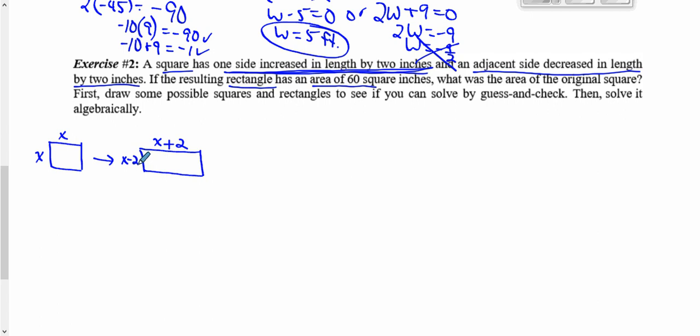So can we get an equation and solve for X and then come over here and find the area of the square? What's our equation, guys? X plus 2 times X minus 2 equals 60.